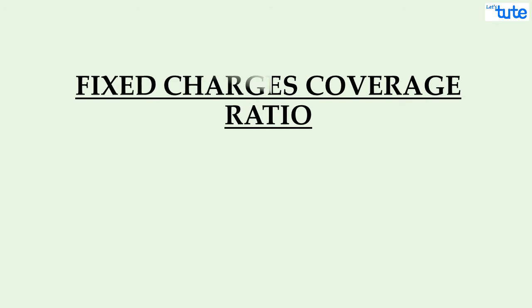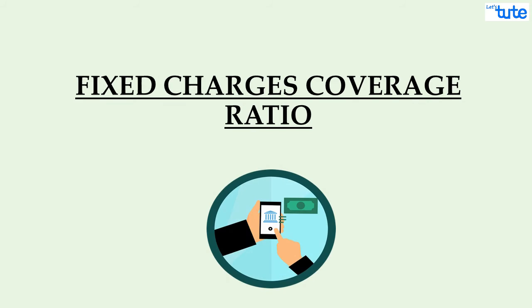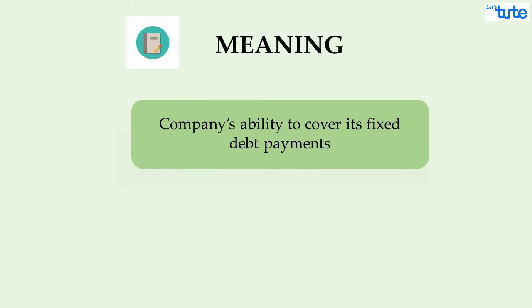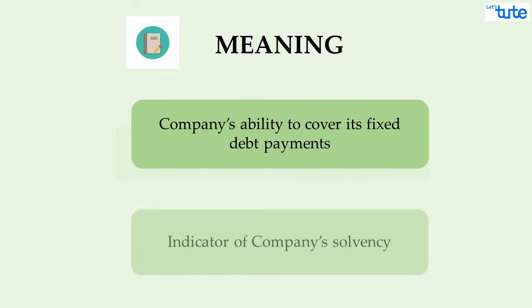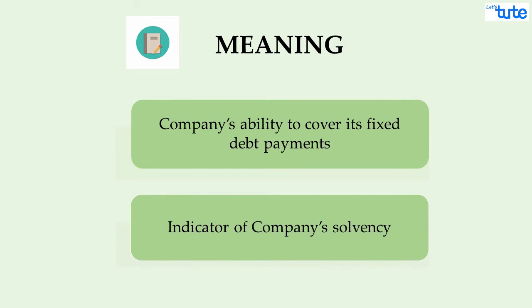Moving on to the last type of coverage ratio, that is fixed charges coverage ratio. Just like the rest of the coverage ratios, this ratio also measures the company's ability to pay its obligation of fixed debt payments, which includes principal loan repayment, that is installment, and interest. It stands as an indicator of the company's solvency.